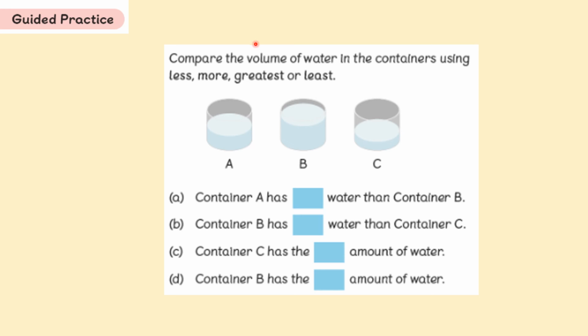So it's time for some guided practice now. In this question here, you've been given 3 containers of water, A, B and C, and I want you to fill in the sentences underneath using the words less, more, greatest or least. Remember, this is guided practice, so I want you to work with a partner so you can just say these sentences out loud. If you want to write them down, you can, but I really just want you to get lots of practice using these words. Less, more, greatest or least.